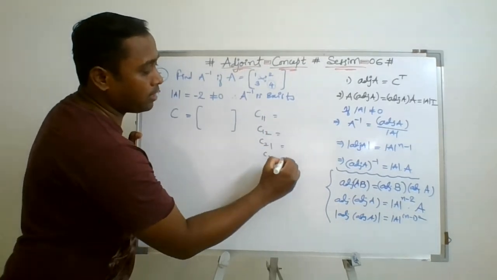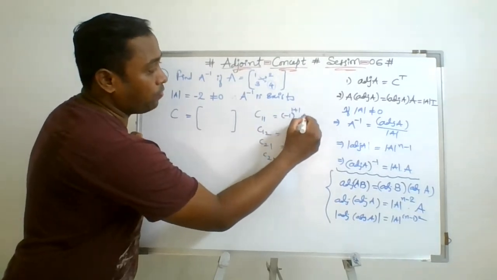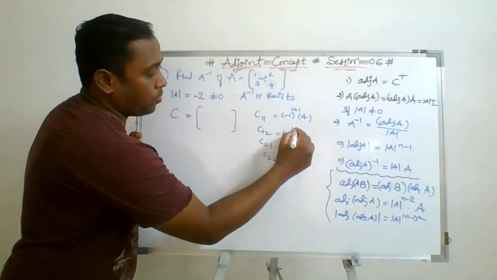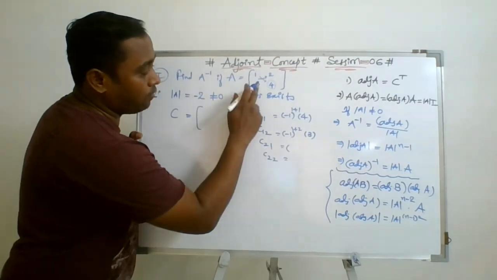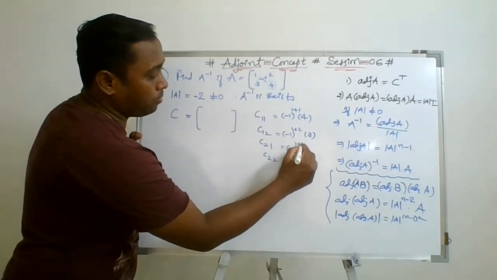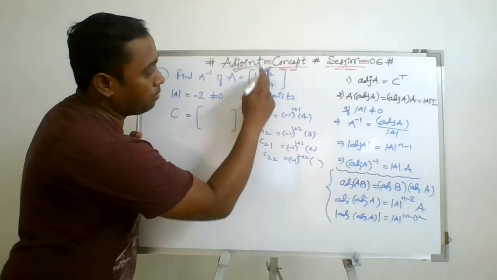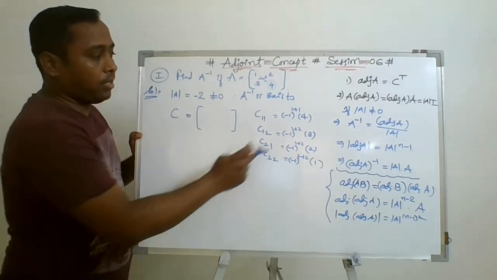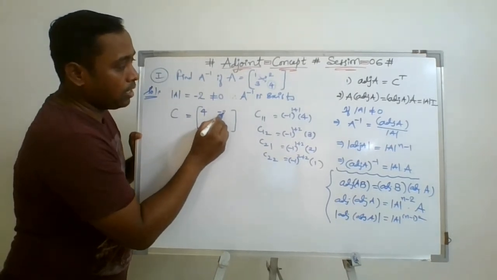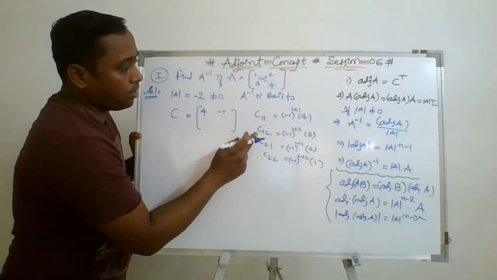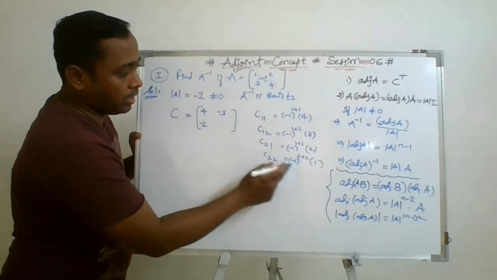How can I find the cofactors? Here, see, minus 1 to the power of 1 plus 1 into 4, and minus 1 to the power of 1 plus 2 for the element 2, it would be into 3. C21 for this, minus 1 to the power of 1 plus 2 into 2, minus 1 to the power of 2 plus 2 by eliminating this, into 1. So by calculating these values, you will get 4, and it is minus 3 for C12, first row second column, then minus 2 and plus 1.